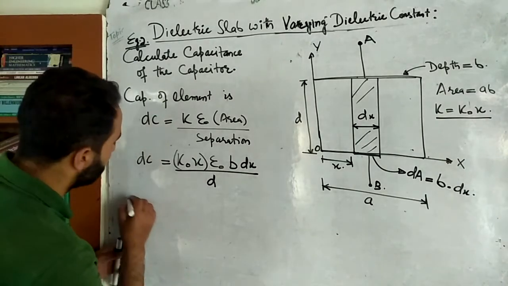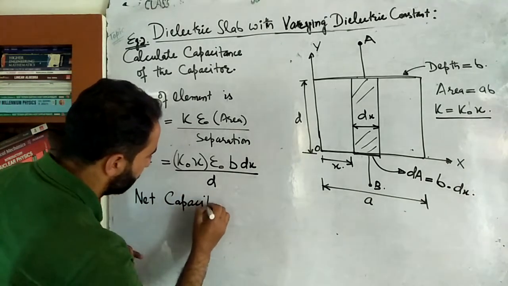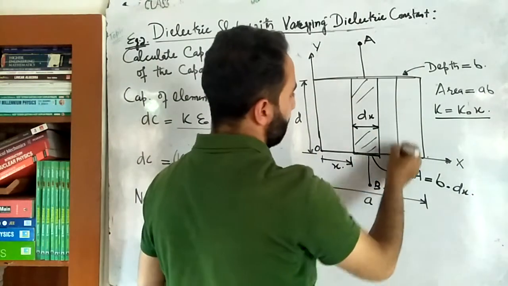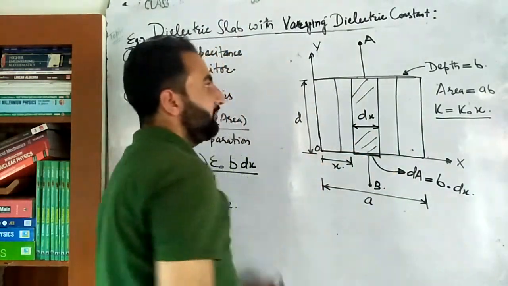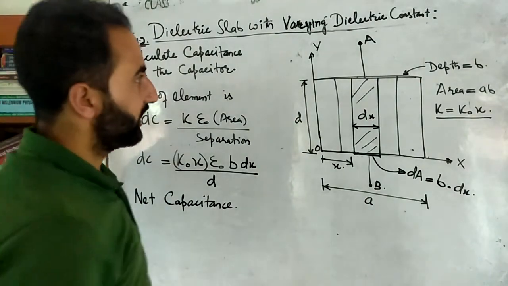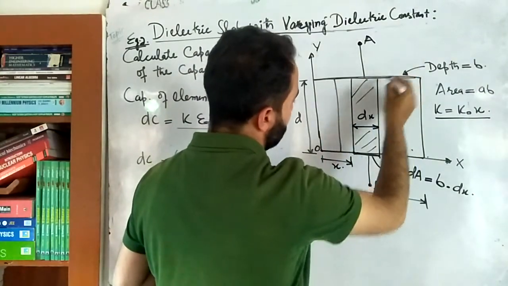Now what you want to calculate is the net capacitance, or equivalent capacitance, C. This is another element and this is another element. Now are all these elements connected in series or in parallel? This time they are connected in parallel, because this is one capacitor, this is another capacitor, this is another capacitor, and they are connected to the same plates.